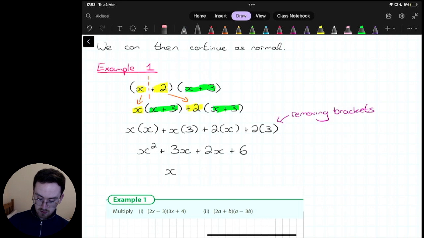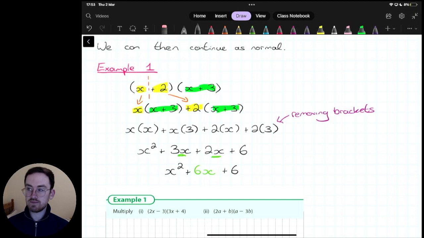And if I add all those together, x squared, how many x's do I have? I have 3x and 2x, so I have 6x plus 6. And that would be my answer then. Stop there, I can't go any further. So we have an x squared, an x, and a 6. And this is something that we're probably going to get familiar with seeing.